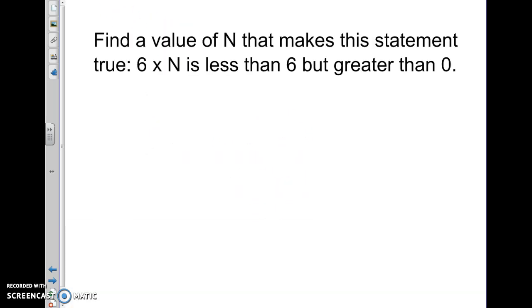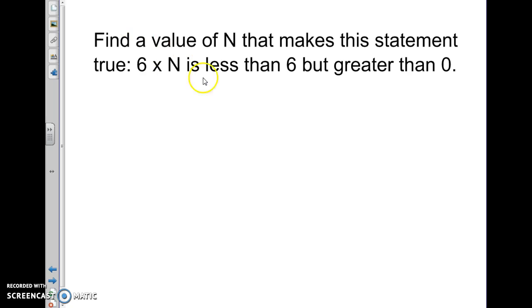So knowing that, I want you to find a value of n that makes this statement true. 6 times n, so n is a variable, it's any number. You fill in the blank of what you want that to be. 6 times n is less than 6, but greater than 0. Give me one factor that would work to make that a true statement.